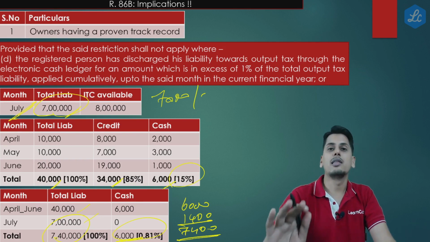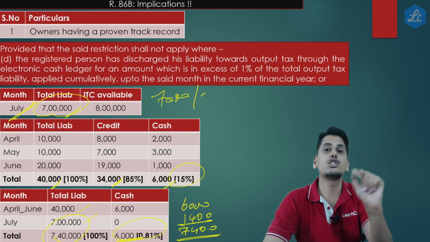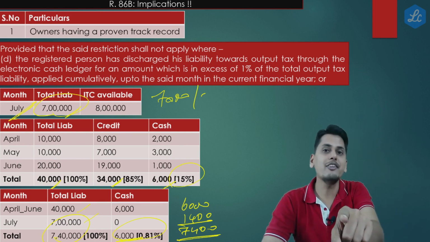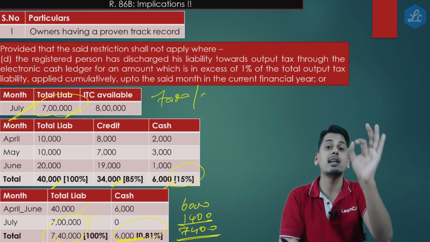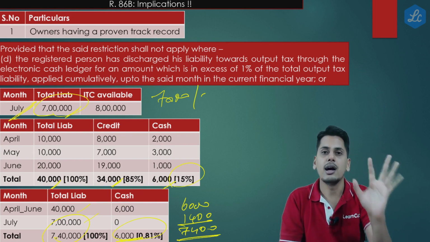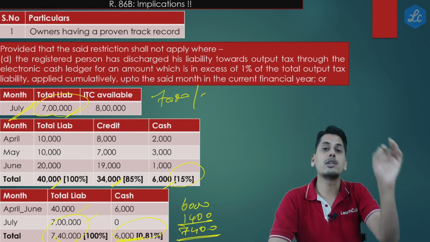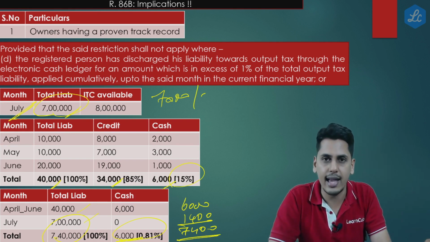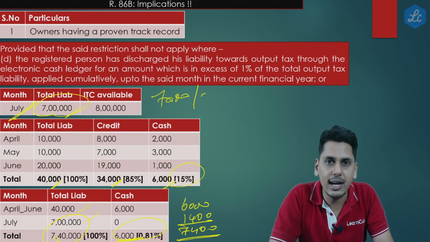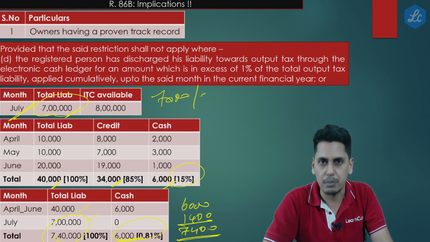So friends, the point is 86B needs to be complied on a cumulative basis for all the tax periods in a financial year. If cumulatively I am satisfying 1% of the total liability having been paid from the cash ledger, it is a sufficient compliance of Rule 86B.